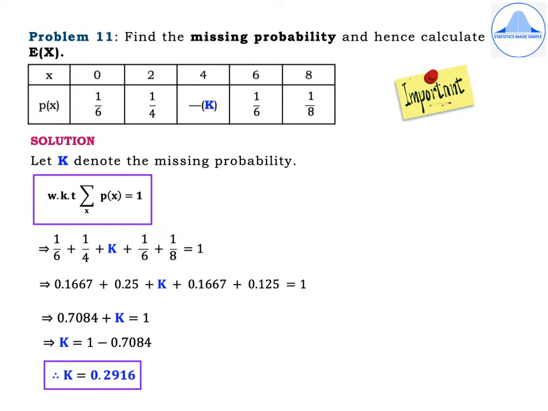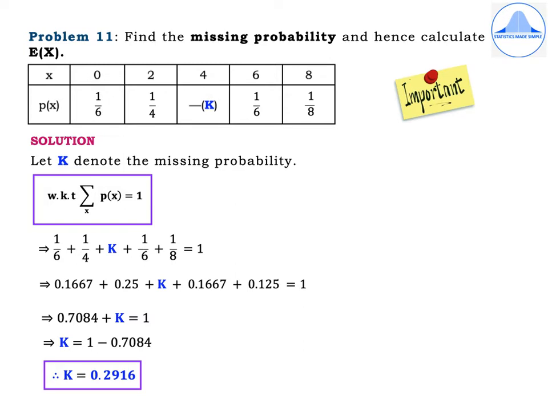Then we know that summation over x, p of x is equal to 1. So you have to add all the probabilities and equate it to 1 and then find out what is k. So which implies 1 by 6 plus 1 by 4 plus k plus 1 by 6 plus 1 by 8 is equal to 1, which implies 0.1667 plus 0.25 plus k plus 0.1667 plus 0.125 is equal to 1.